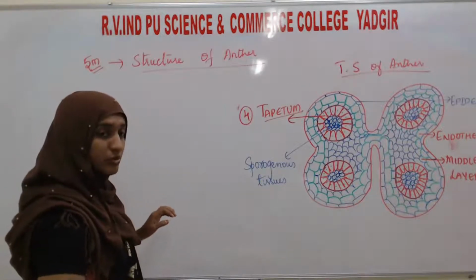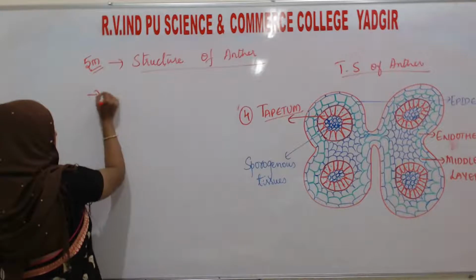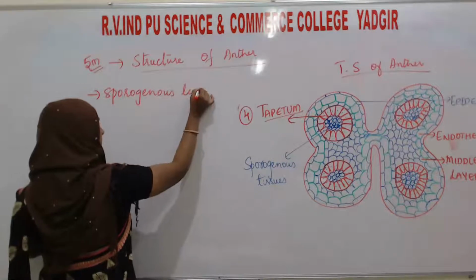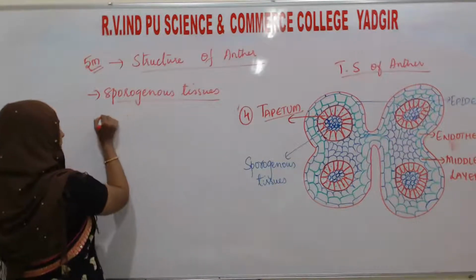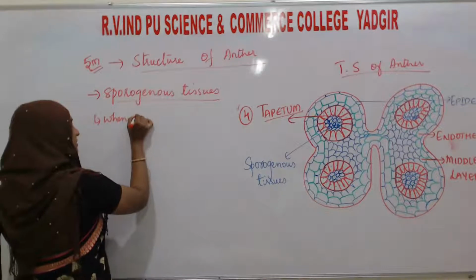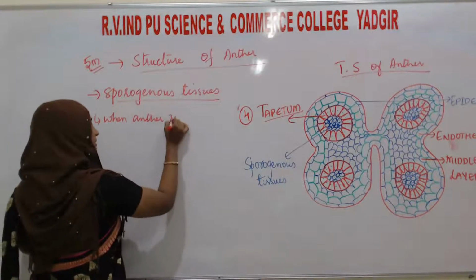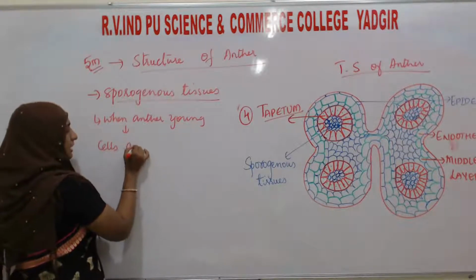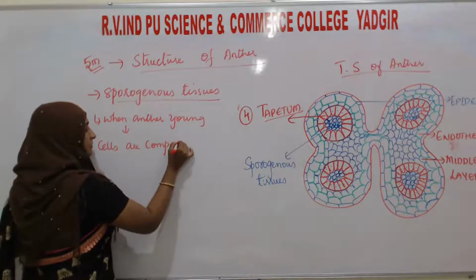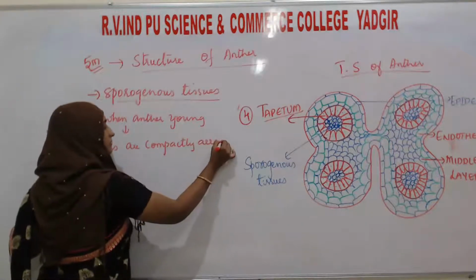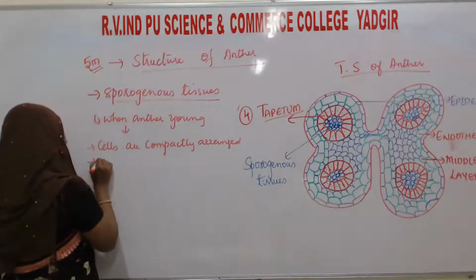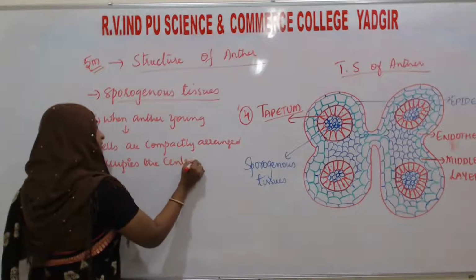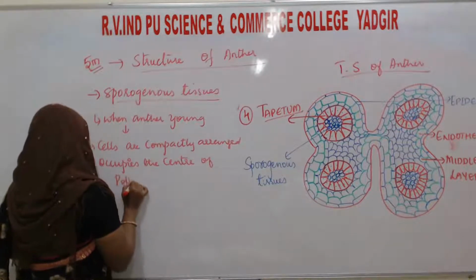Here, I will write about the sporogenous tissues. Sporogenous tissues. When the anther is young, the cells are compactly packed, compactly arranged, and occupy the center of the pollen sacs.